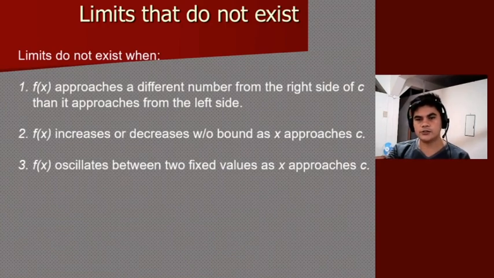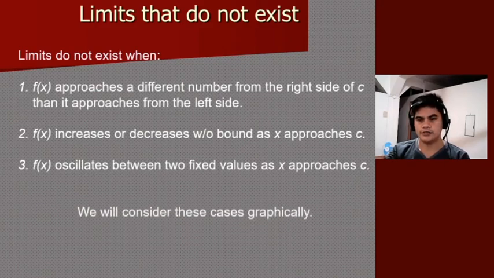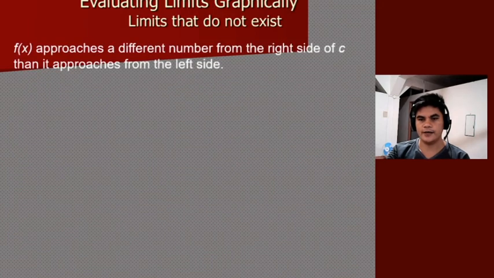Again, limits do not exist when the function approaches a different number from the right side of c than it approaches from the left side. Number 2, f(x) increases or decreases without bound as x approaches c, like our example earlier, that there is no limit as the values of f(x) grow larger and larger. Number 3, f(x) oscillates between two fixed values as x approaches c. So we will consider these cases graphically.